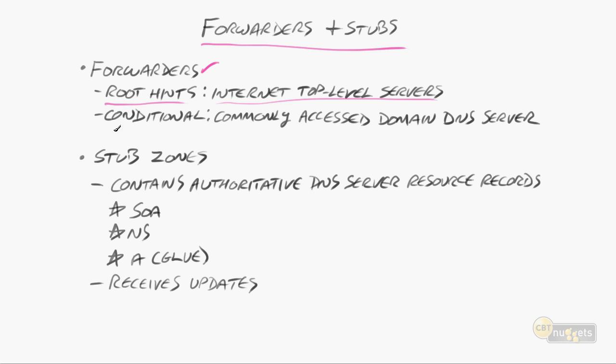Let's take a look at another kind of forwarder, and that's a conditional forwarder. We use this if we have another domain that we commonly access. Maybe it's a partner company that we're doing business with, but we don't really manage their domains or their zones or anything like that. And we resolve things in their domain a lot, but we don't want to have to go all the way through the internet or through some other roundabout method.